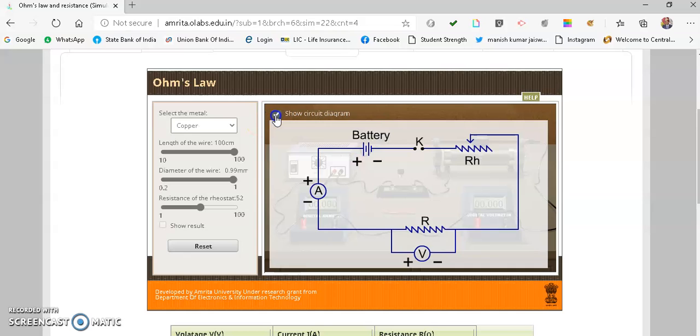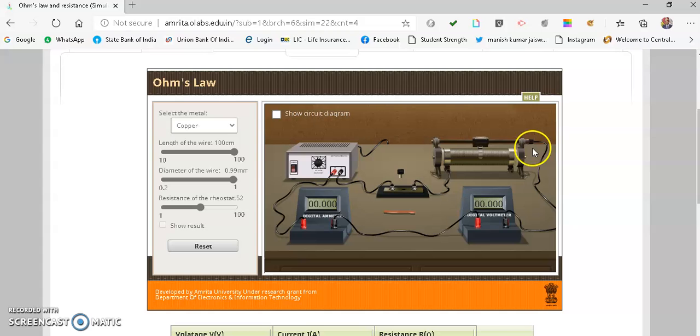You can always check your circuit diagram: positive ammeter, negative ammeter goes to positive voltmeter, negative voltmeter goes to the rheostat, and so on. As you can see here, it's a very simple diagram. It's not a complex one.